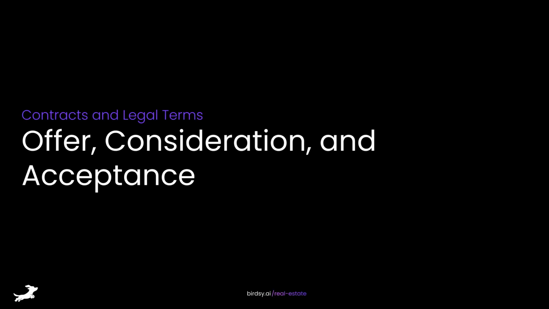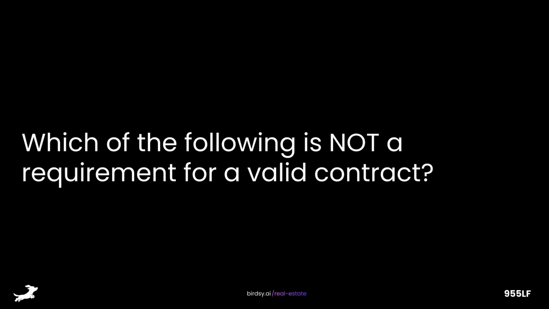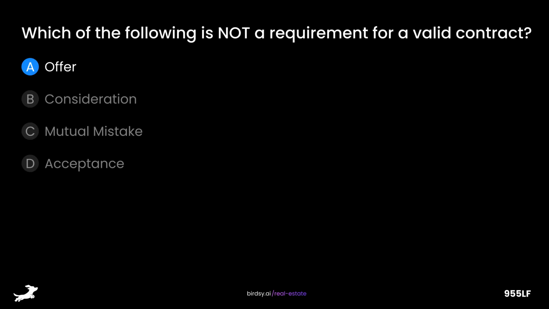Let's continue our challenge with a few questions on contracts and legal terms. Offer, consideration, and acceptance. Which of the following is not a requirement for a valid contract? Is it A, offer, B, consideration, C, mutual mistake, or D, acceptance?